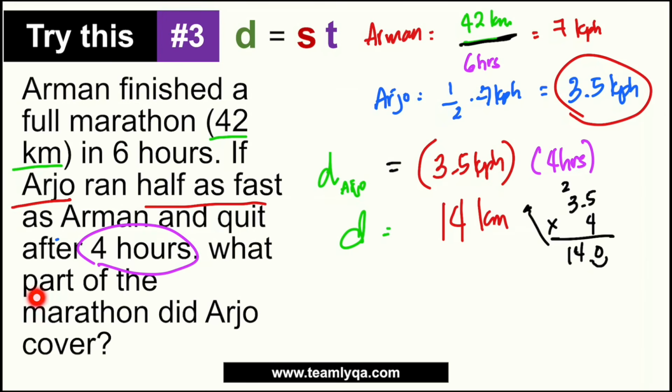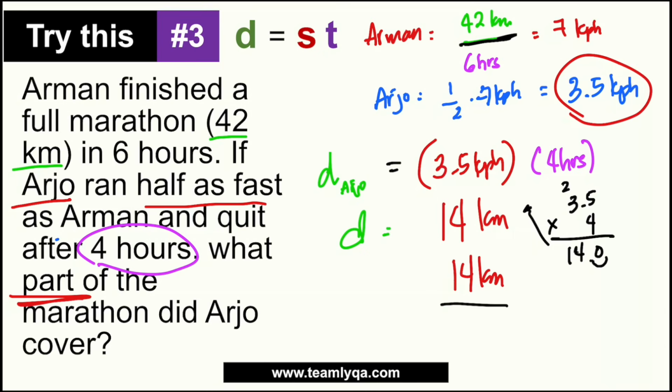Okay? Pero ang tanong kasi here is not just kung gaano kalayo yung tinakbo niya. Ang tanong is, what part of the marathon did Arjo cover? Na kung part na ng marathon ang hinahanap, ibig sabihin nun, gaano kalaking bahagi ng marathon yung 14 kilometers na tinakbo ni Arjo. Okay? Now, ang gagawin na lang natin here would be, dahil fraction, anong percentage, anong proportion ng full race ang tinakbo niya, kukunin natin yung 14 kilometers, tapos, i-relate natin siya dun sa full marathon.